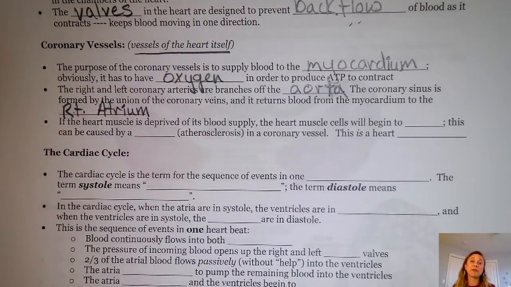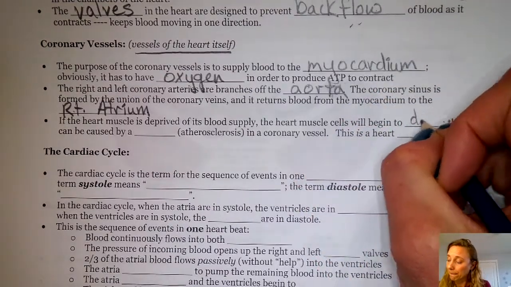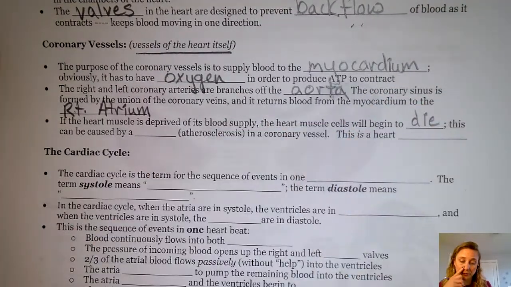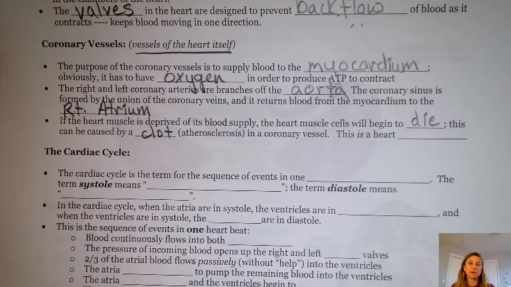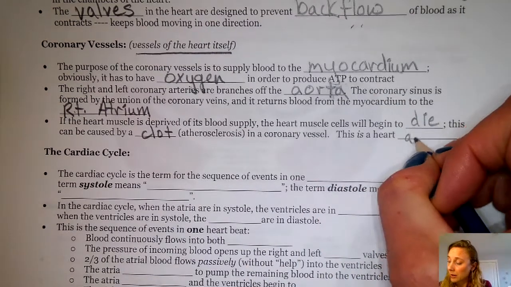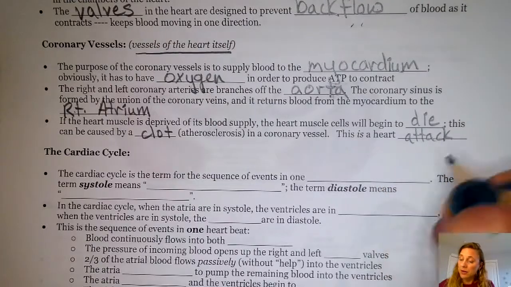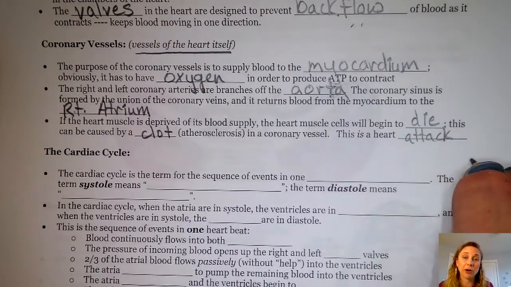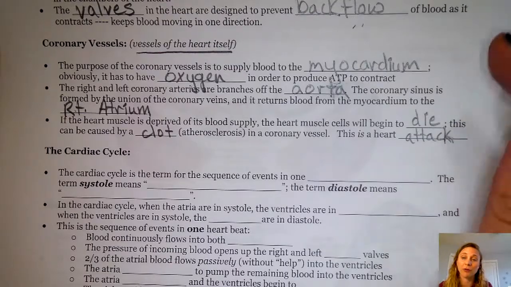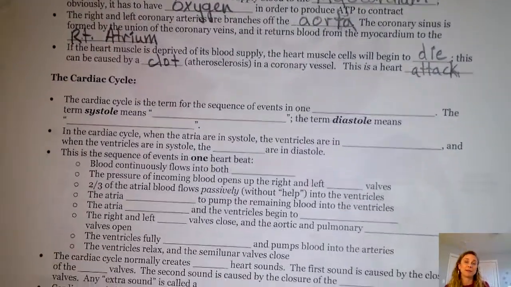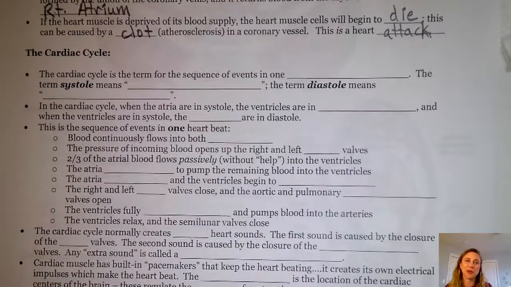If the heart muscle is deprived of its own blood supply, the heart muscle cells are going to begin to die. And this is generally because of a clot. If that happens, we call that an atherosclerosis in a coronary vessel. This is a heart attack, right? Fun fact, a heart attack is a myocardial infarction. I did not make up that word. Myocardial infarction. Okay. It's a fun word, but not really. So yeah, you want to avoid that.